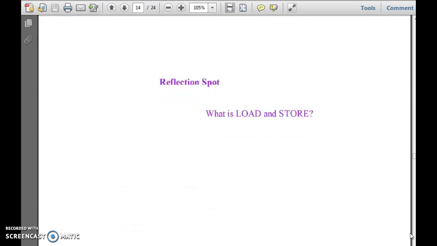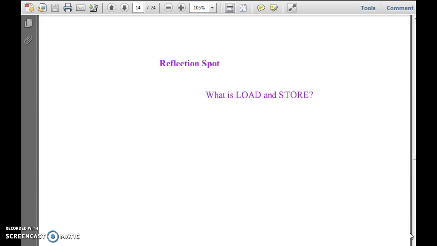Now let us have a reflection spot on the load and store operations. What is load and what is store? Does anybody have an idea? Can you think for a minute?